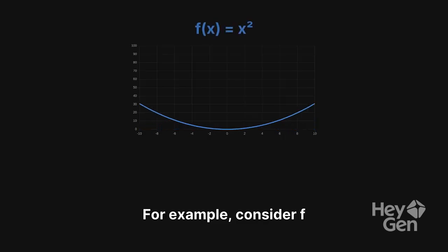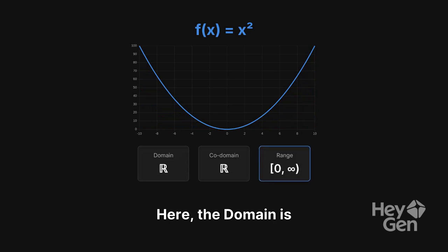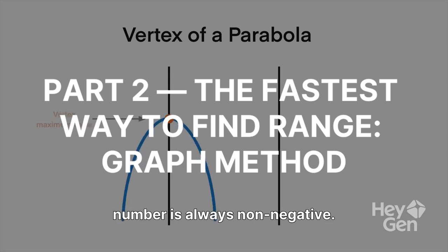For example, consider f(x) = x². Here, the domain is all real numbers and the codomain is also all real numbers. However, the range is [0, ∞). This is because the square of any real number is always non-negative.